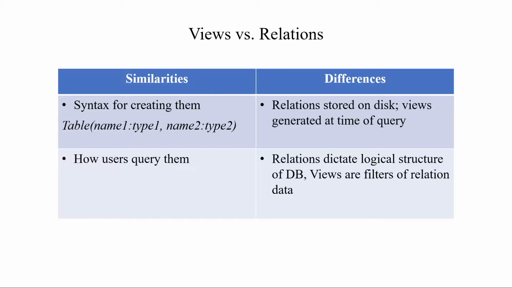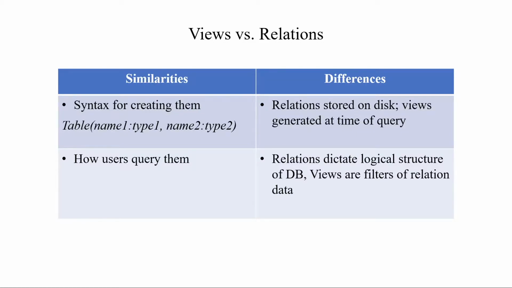So, first off, the syntax for creating views and relations are pretty much the same, right? You have the table name along with the attributes, and the syntax for creating attributes is the identifier along with the type of the field, and you create as many attributes as you need until you're satisfied, and then you're good to go. The other similarity is how users query them. The way that you select certain fields from both views and relations, the syntax is the same.